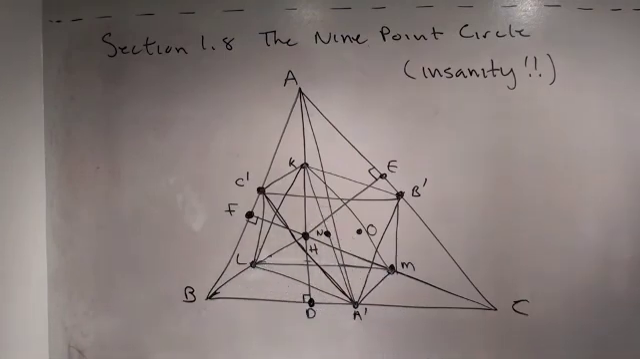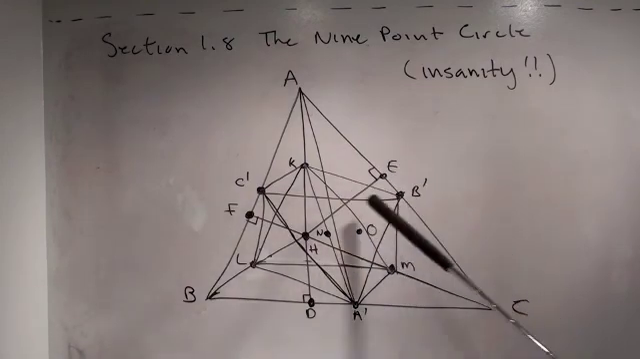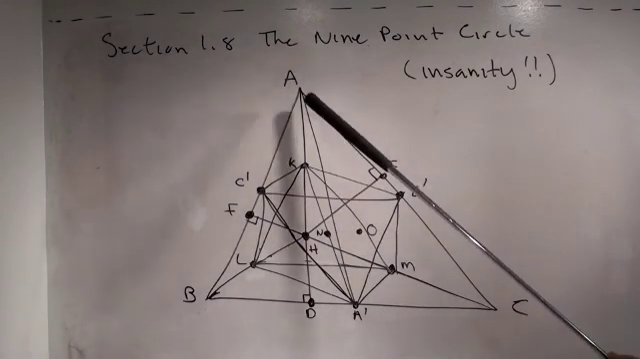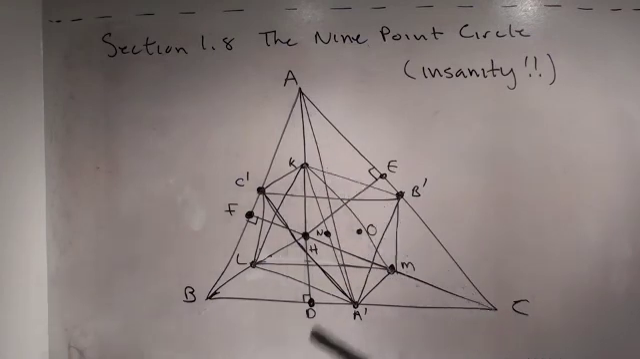Those 9 points, the feet of the altitudes, the midpoints of the sides, and the halfway point from the vertex down to the intersection of the altitudes, those 9 points all lie on a circle. That circle is cleverly named the 9-point circle. And I know what you're thinking. This is obvious, right? But bear with me.